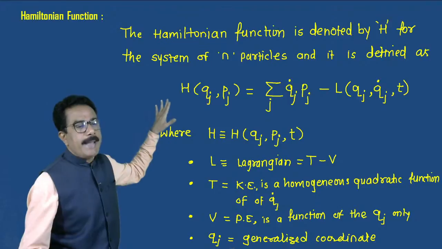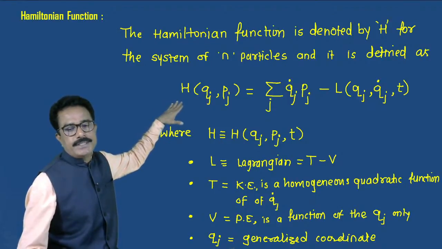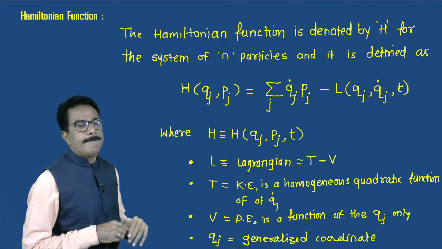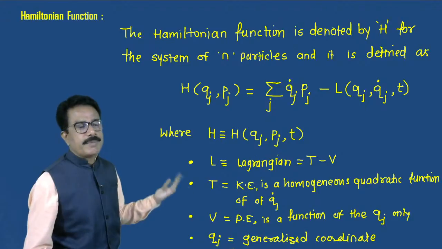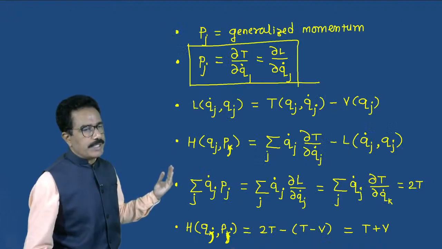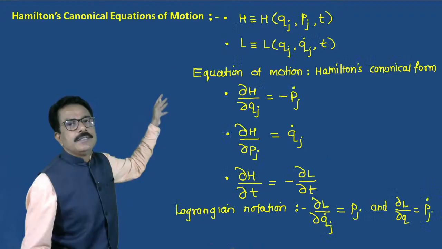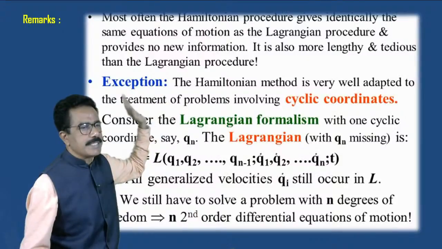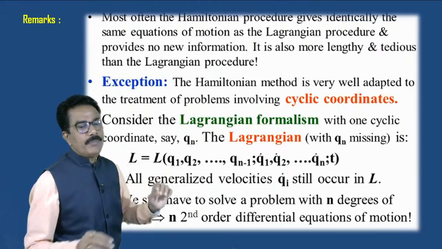Already we know that the Hamiltonian function, which is denoted by H, is defined as H equals the summation over j of qj dot into pj minus L. In the same way we have to express the Routh's function also. These are the basic definitions regarding the Hamiltonian function. We know that the Hamiltonian canonical form is this. Now we shall discuss some important notes here.